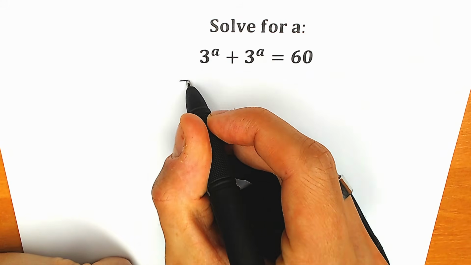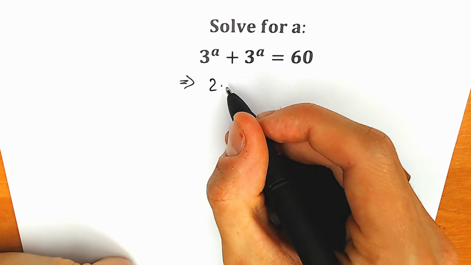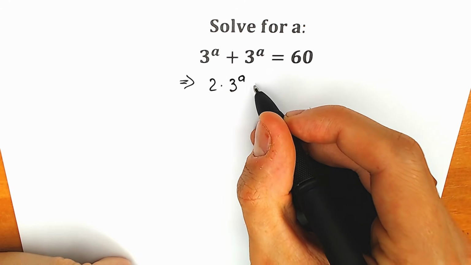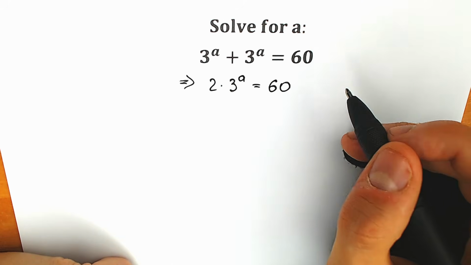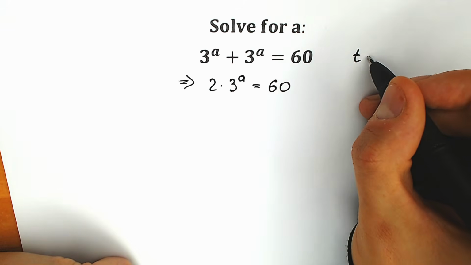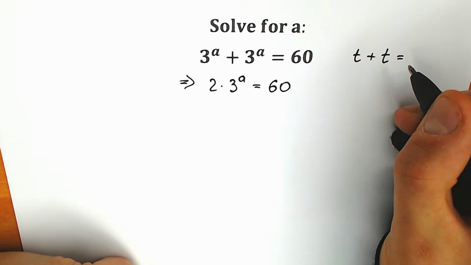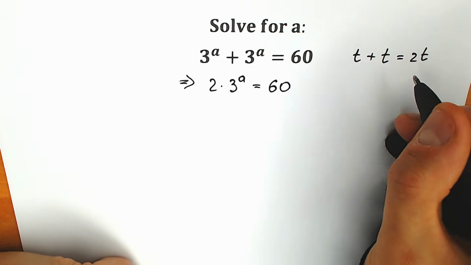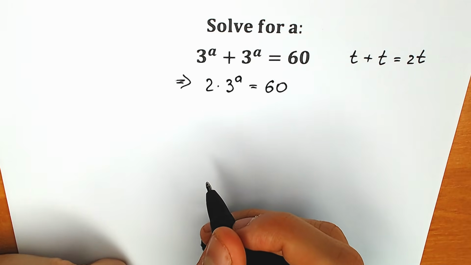So first of all, on the left side, I want to add. So 3 to the a plus 3 to the a equals 2 times 3 to the power a. And a lot of students might be asking why we can add it in that way. Here's my quick explanation. 3 to the power a, for example, this is our t, and we add to this t the same 3 to the power a, so we add the same t. T plus t equals 2t. So that's why we have this coefficient 2 in front of it. So I hope you understand it.